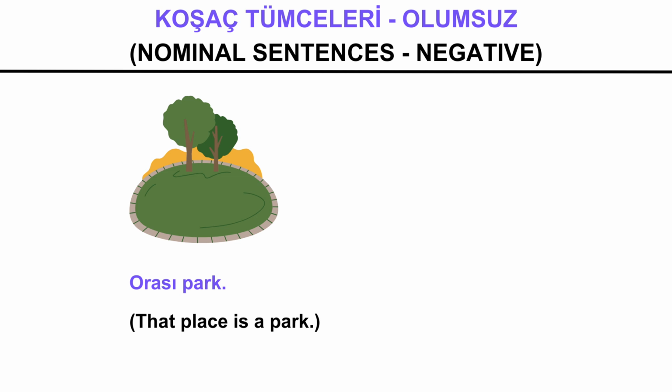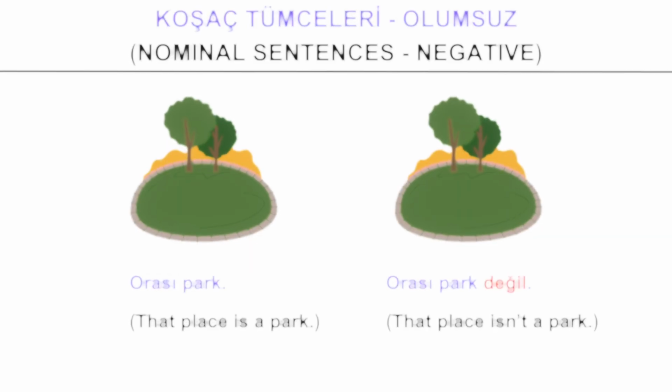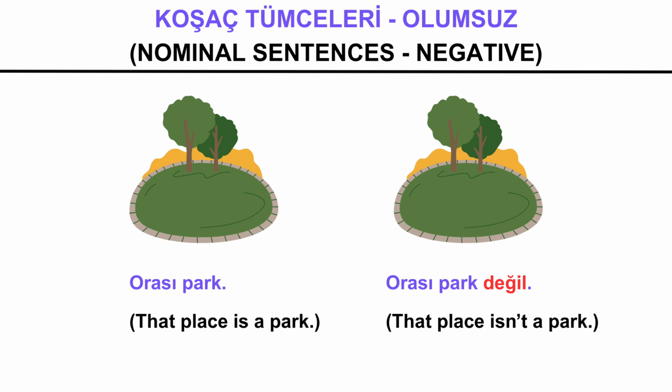Similarly, when we said orası park, that place is a park. If that place isn't a park, how do we say it? How do we make this negative? Orası park değil. That place isn't a park.